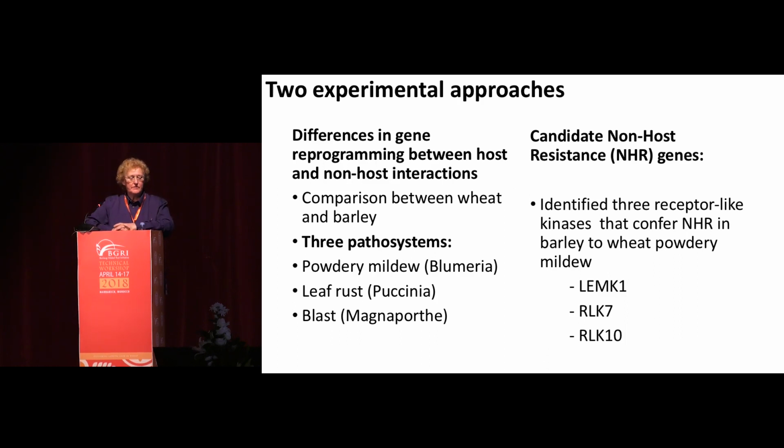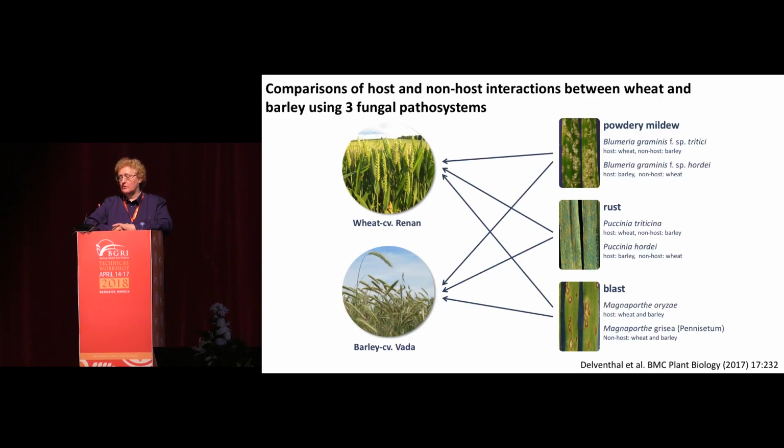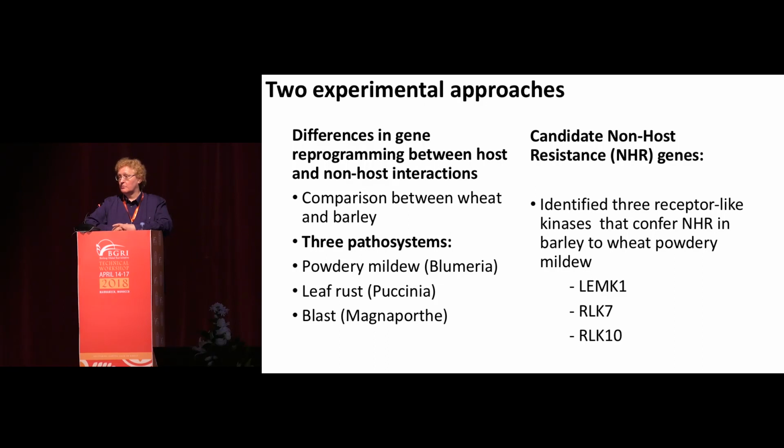My talk this morning is divided into two parts. One is looking at global-wide gene reprogramming in response to adapted host pathogens and non-adapted non-host pathogens. These interactions were looked at in wheat and barley with three different pathosystems: powdery mildew, leaf rust, and Magnaporthe, which causes blast in wheat and rice. The second part of my talk will look at some candidate non-host resistance genes to powdery mildew, identified by Patrick Schweizer at IPK in Germany. These are three receptor-like kinases, recorded here as LenK1, RLK7, and RLK10.